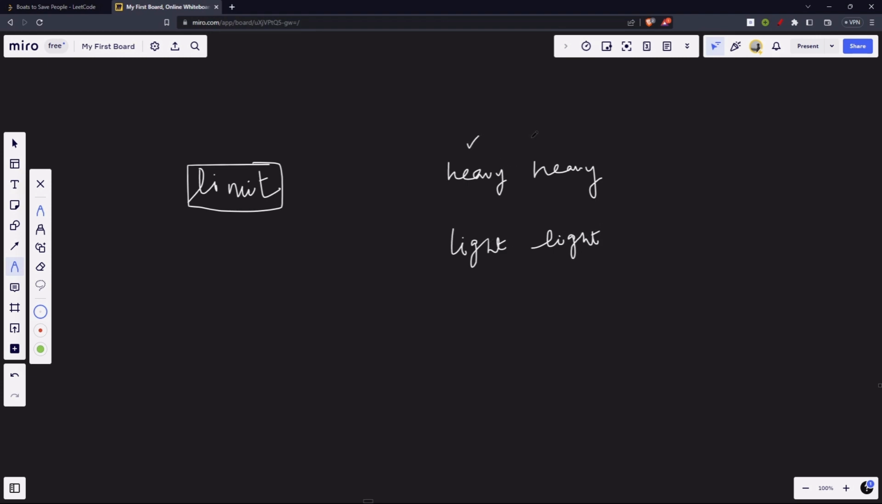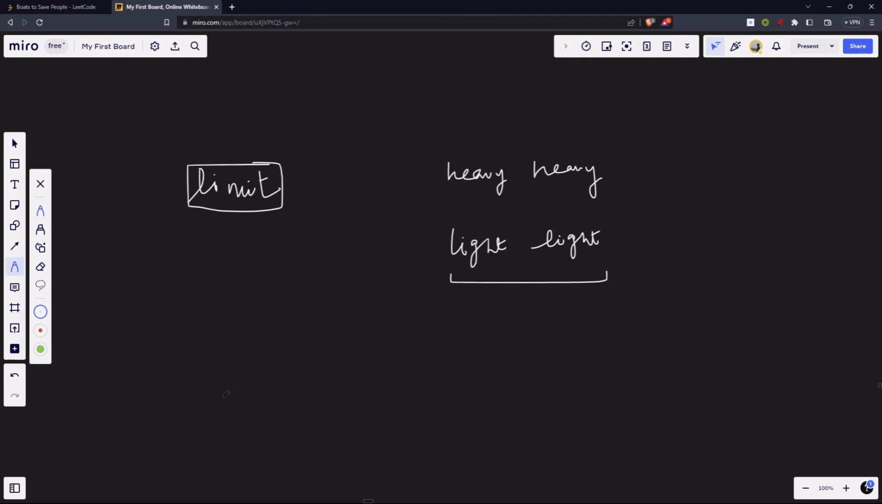If we choose two heavy people and they exceed the limit, instead of putting them in a single boat, we have to put them in two separate boats. So instead of using one boat, we are using up two boats, which we don't want. We want to minimize the number of boats. If we choose two light people, we are definitely able to transport them in a single boat.